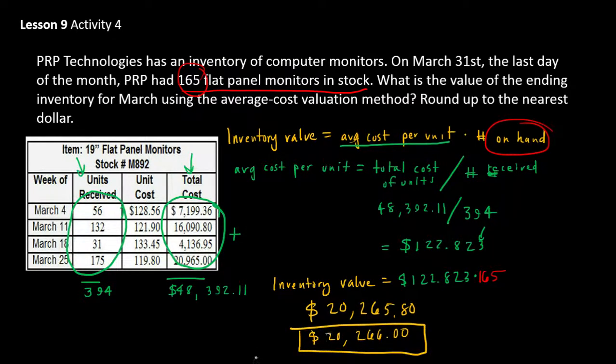Okay. So again, my approach to the average cost valuation method is that I take the average cost per unit of all of my inventory, by adding up all my costs and dividing by all my units. So on average, each unit is costing me $122. I multiply that average cost by the number of things I still have in stock. So I still had 165 items in stock, so I multiplied by 165 to find my inventory value was $20,266.